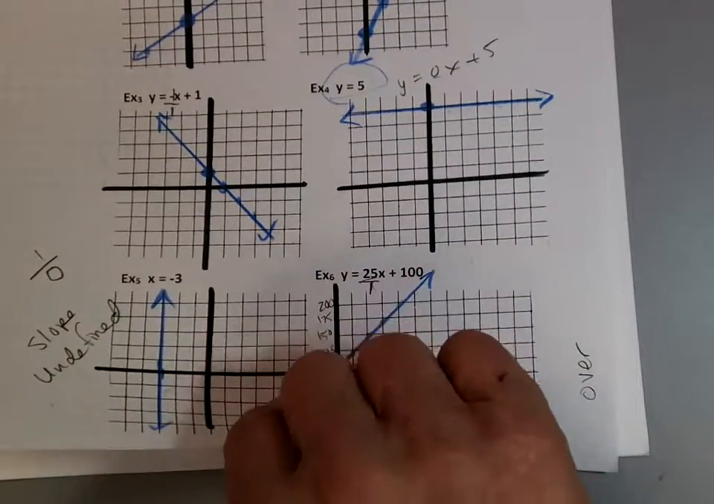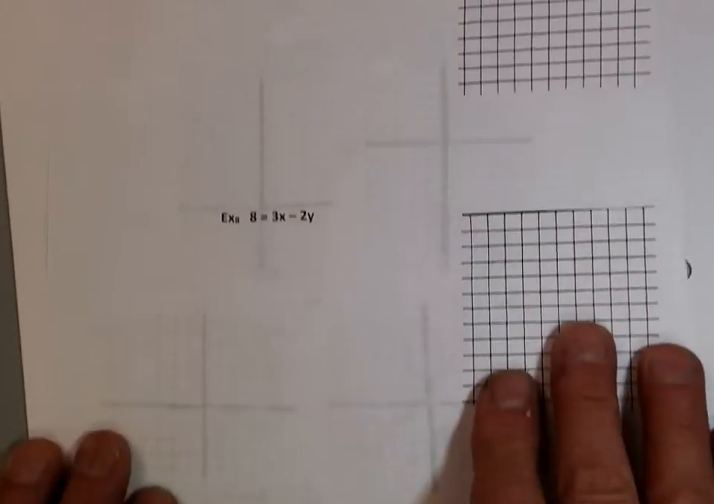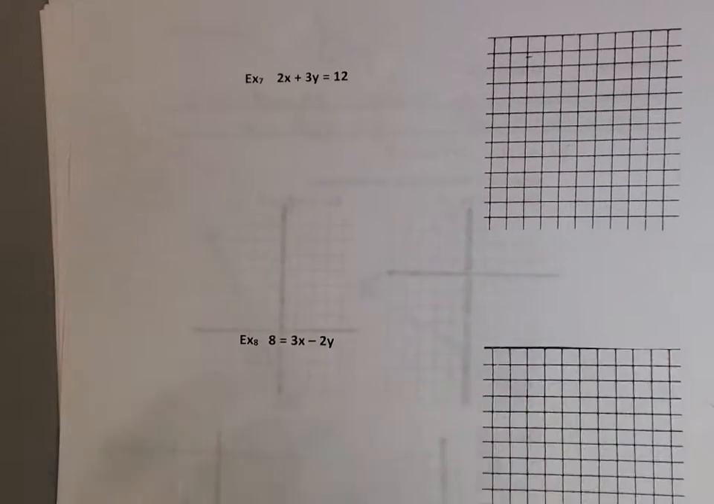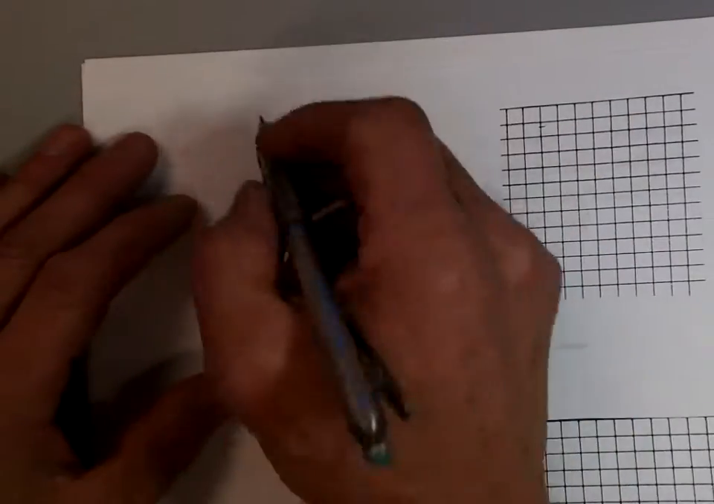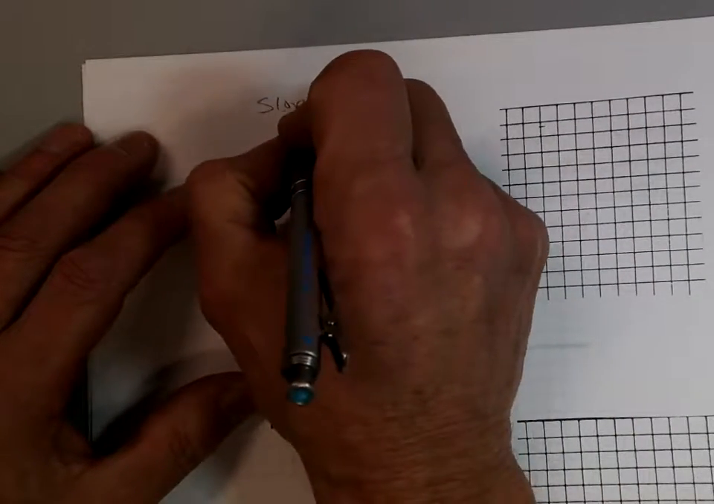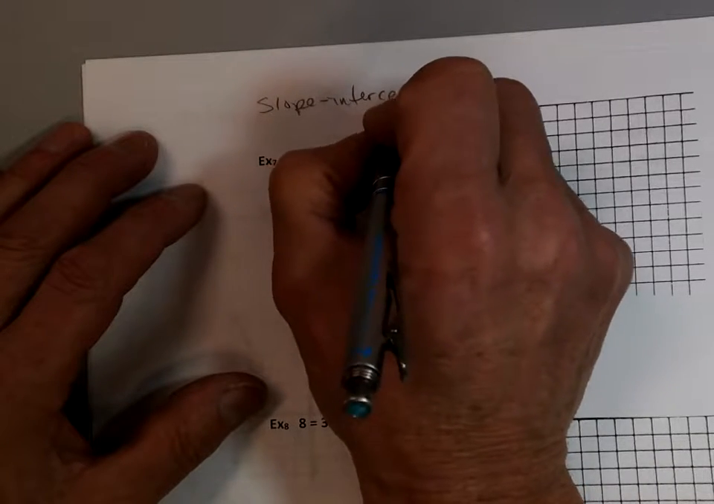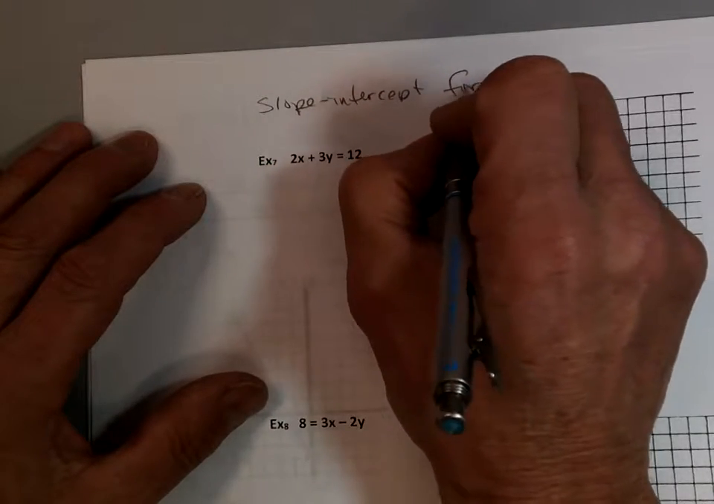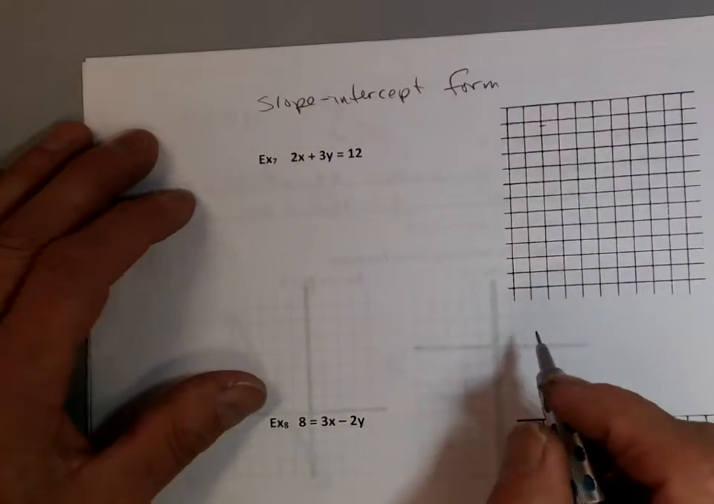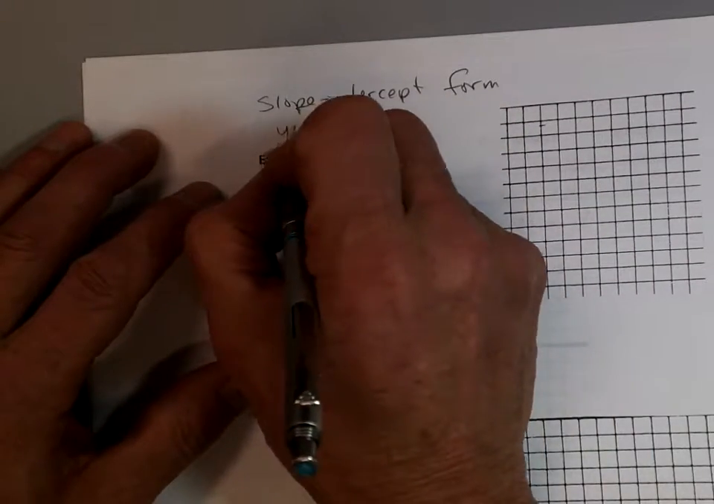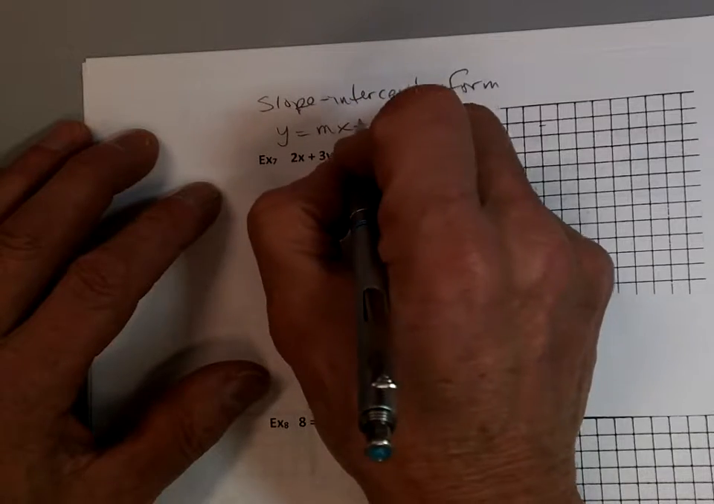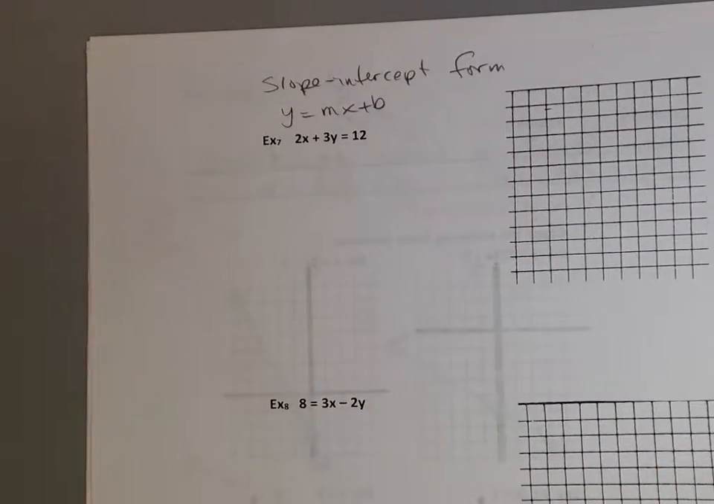Okay, turn the page. All right, now the problem with example 7 is it's not in slope-intercept form. So let's write that down. Slope-intercept form, okay? Meaning it's got to be in some y equals mx plus b form, okay? So in order for us to do this, it's got to say y equals blah, blah, blah, blah, okay? It really does. So what we're going to do is this.